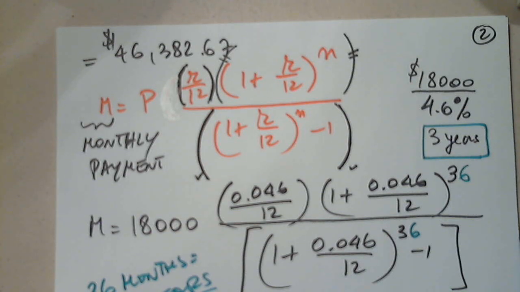Okay, so I have another parenthesis, 1 plus 0.046 divided by 12, to the power 36 again, come down from there, minus 1, and close the parenthesis. Notice that this set is for what's inside, and this set is for the whole denominator. And when I click enter, yes, it makes sense.